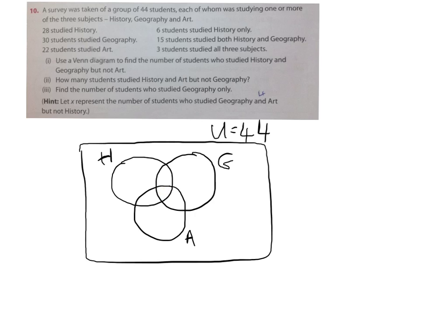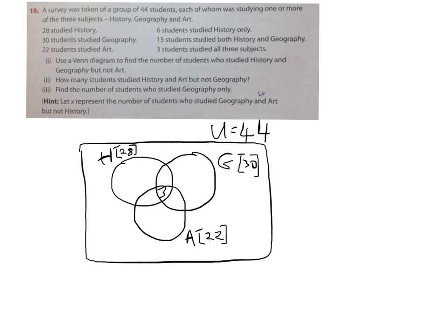So let's look back over the data. I think this one here corresponds to the number. 3 students studied all 3 subjects. After that, it doesn't really matter too much the order in which you do things. So I'm going to start off by putting in these values here, the total amounts in each set. So you can see 28 studied history, 30 students studied geography and 22 studied art.